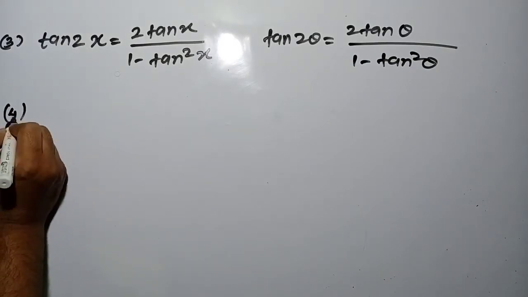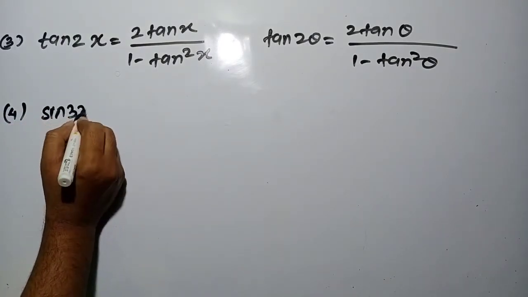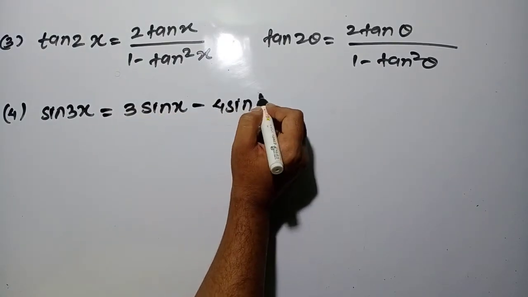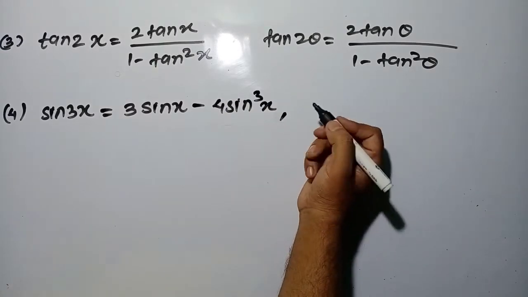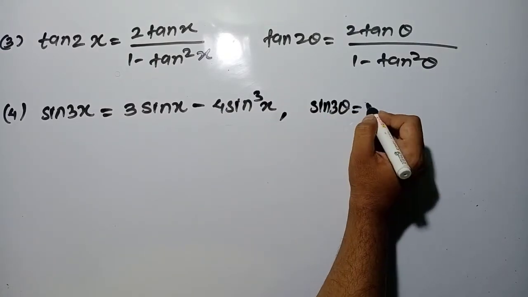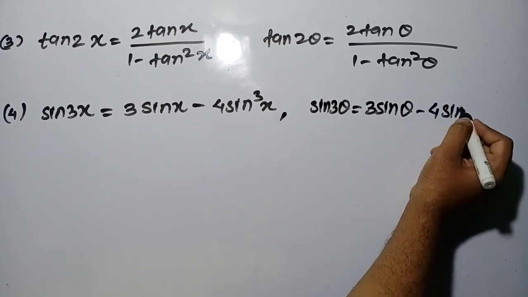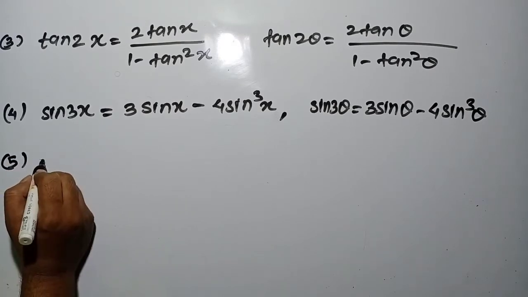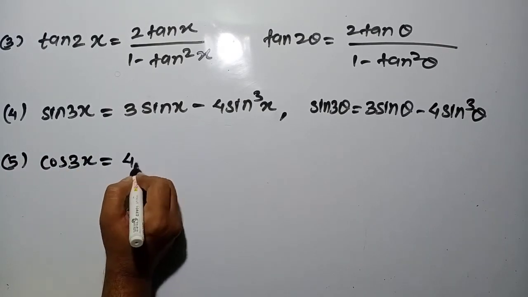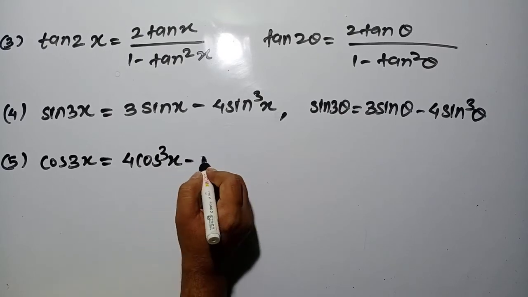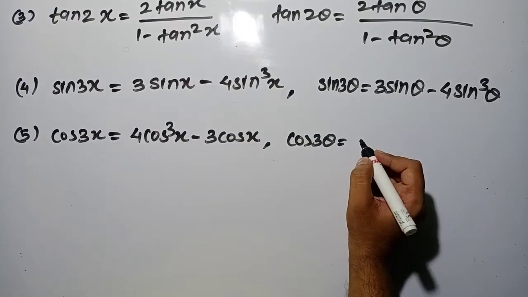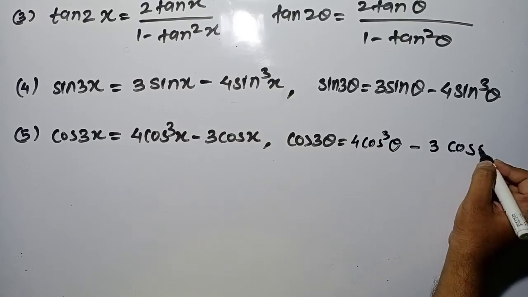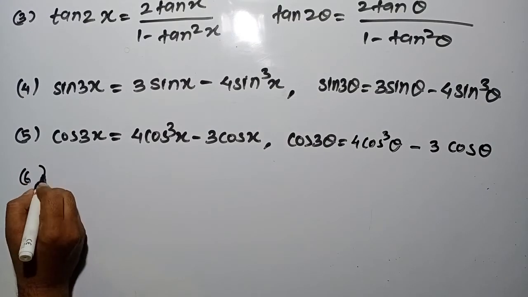Okay, students. Now the next formula is sin 3x. So sin 3x is equal to 3 sin x minus 4 sin cube x. In the form of theta, sin 3 theta is equal to 3 sin theta minus 4 sin cube theta. Okay, students. Now formula number 5, cos 3x is equal to 4 cos cube x minus 3 cos x. In the form of theta we can write cos 3 theta is equal to 4 cos cube theta minus 3 cos theta.